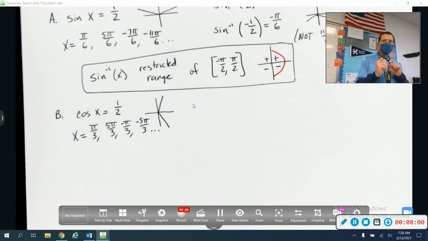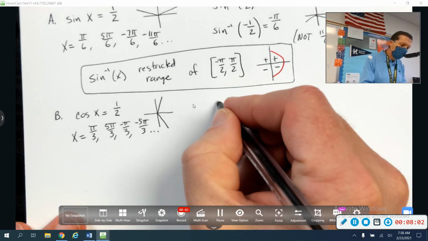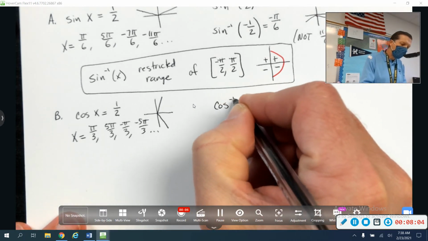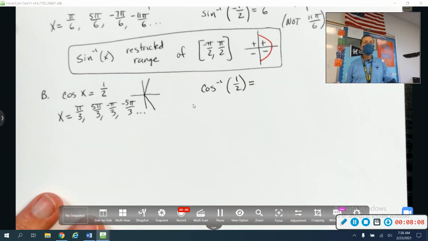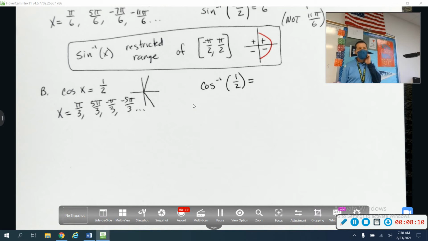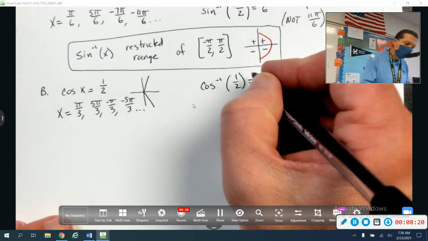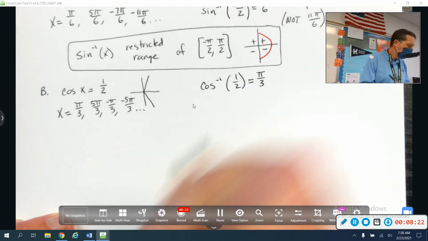But if we tweak that problem a little bit and ask it this way, inverse cosine of 1/2, so that I'm only allowed to have one answer, which answer do you think it would be? Pi over 3. It's always the simplest, easiest answer. So pi over 3.